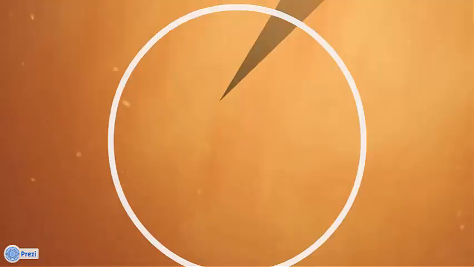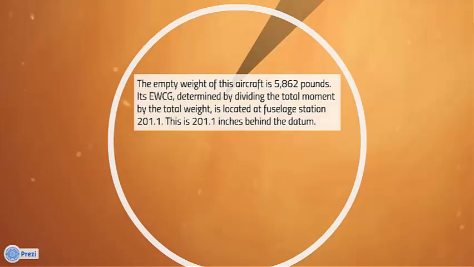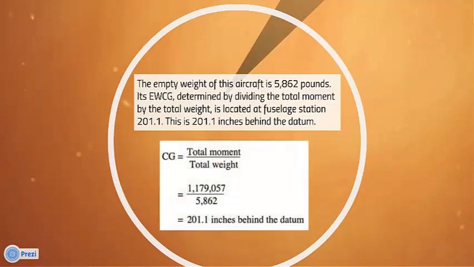The empty weight of this aircraft is 5,862 pounds. Its EWCG, or empty weight center of gravity, determined by dividing the total moment by the total weight, is located at fuselage station 201.1. This is 201.1 inches behind the datum.